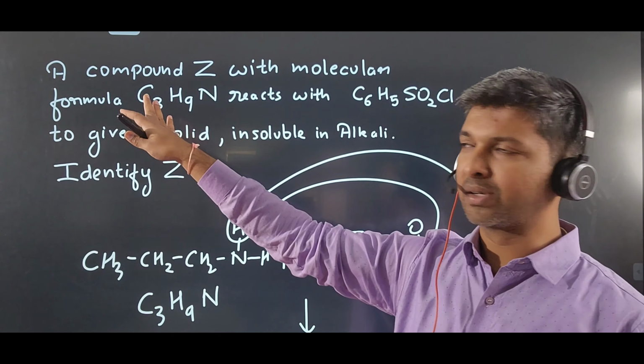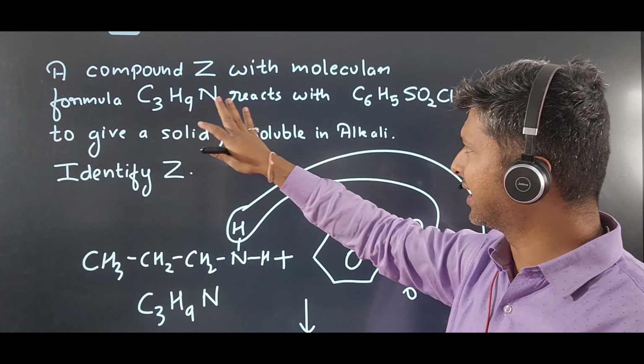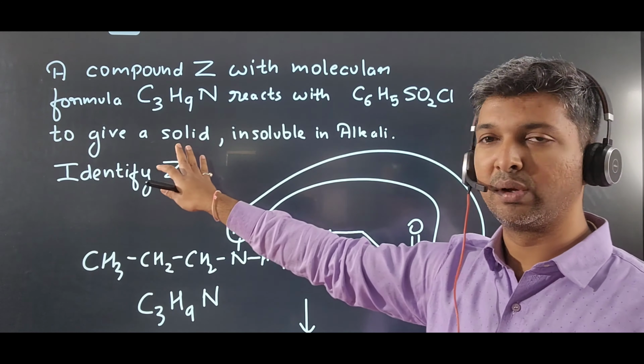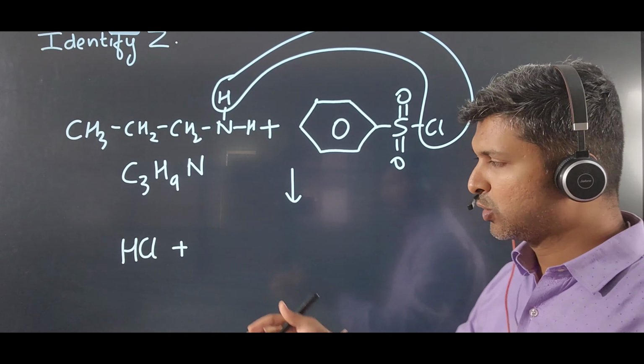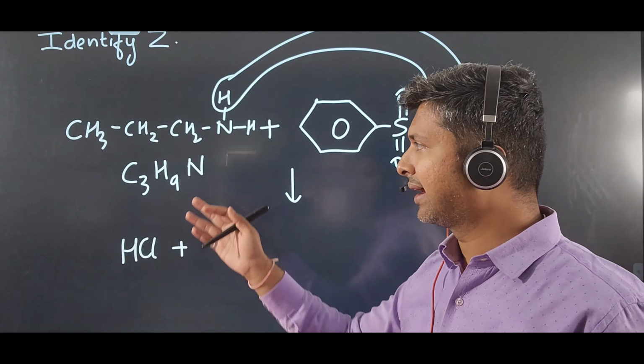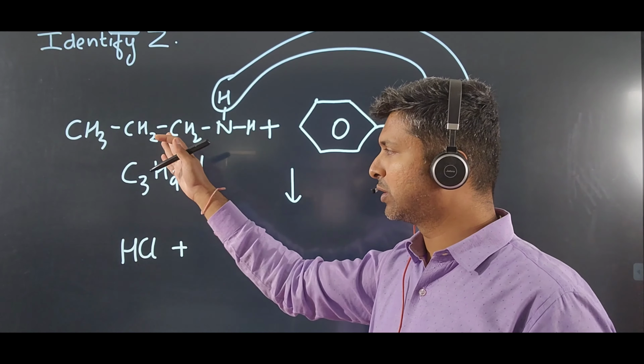So here is the question. A compound Z with molecular formula C3H9N is reacting with benzene sulfonyl chloride to give you a solid, and it remains insoluble even after adding an alkali. So let's predict that your C3H9N is a primary amine. That means nitrogen is attached only to one carbon.